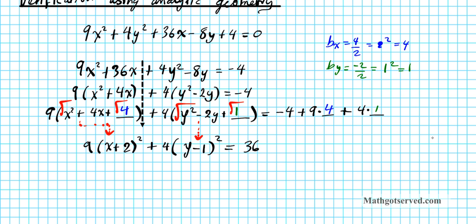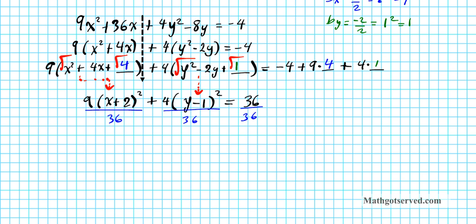Now, to put this in standard form for ellipses, we just have to set it equal to 1. So what we'll do is divide everything by 36. Okay? So that's going to give us the equation (x + 2)^2. Now this 9 goes into 36 4 times, plus 4 goes into 36 9 times, so we have (y - 1)^2 over 9 equals 1.